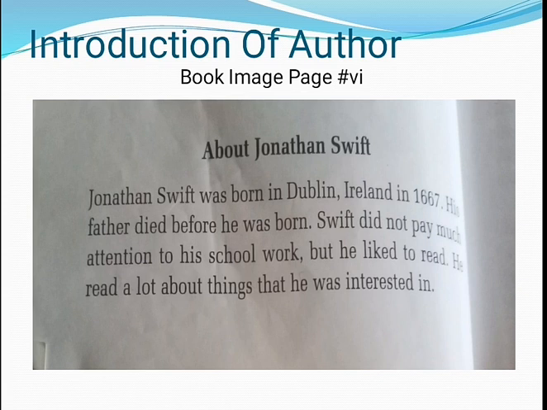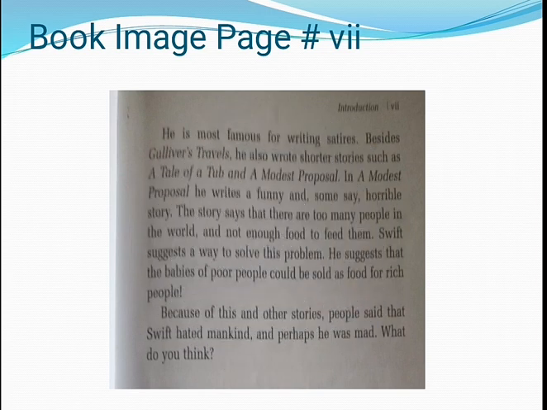Is this clear to you? Okay. Let's move on to page number 7. Page number 7. Have you opened? He is most famous for writing satires, and I guess you know what satire is, and you also know the reason why Jonathan Swift has made use of satire. Very good. Besides Gulliver's Travels, he also wrote shorter stories such as A Tale of a Tub and A Modest Proposal. In A Modest Proposal, he writes a funny and, some say, horrible story.